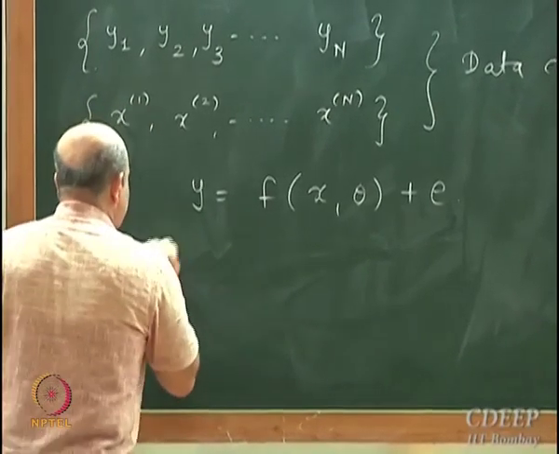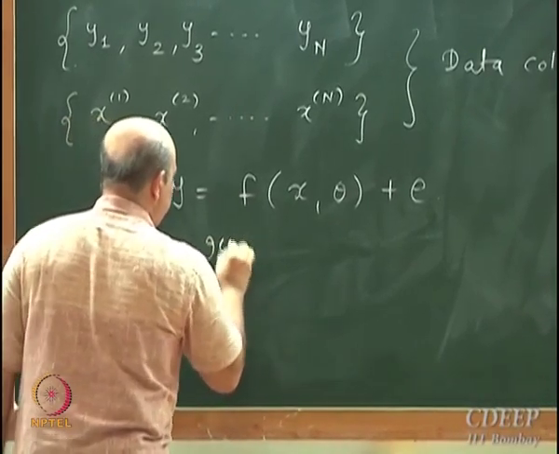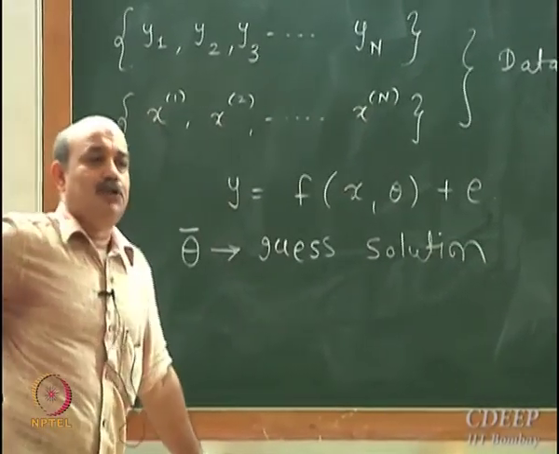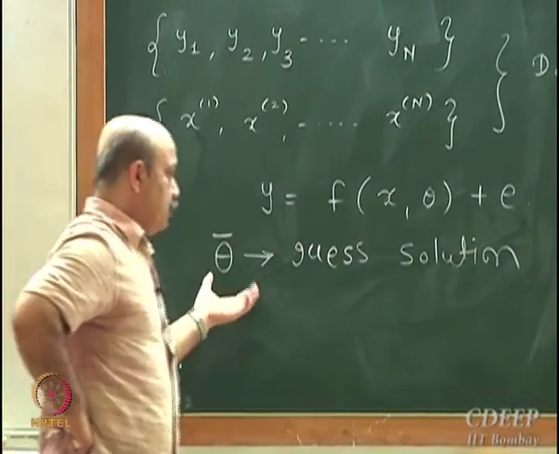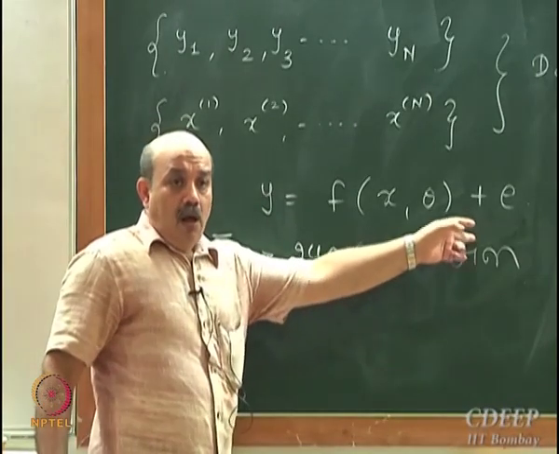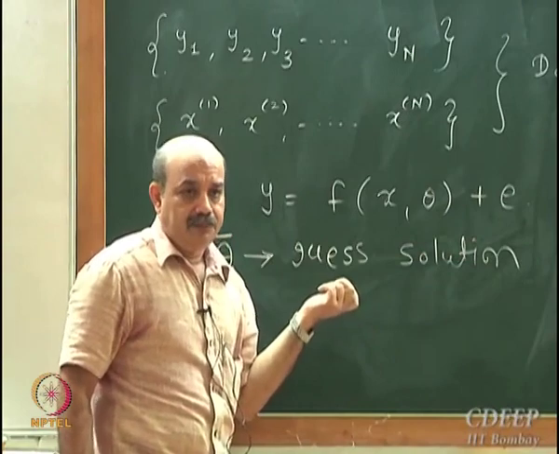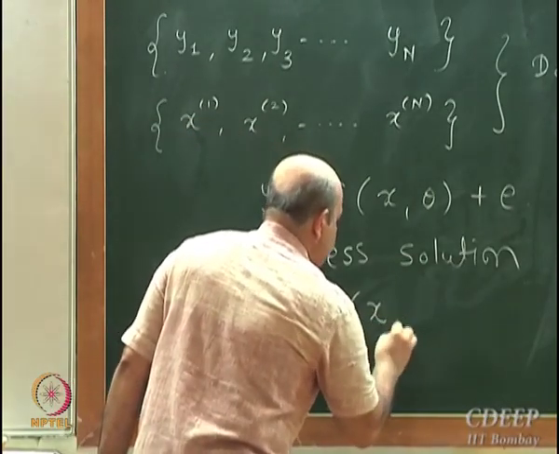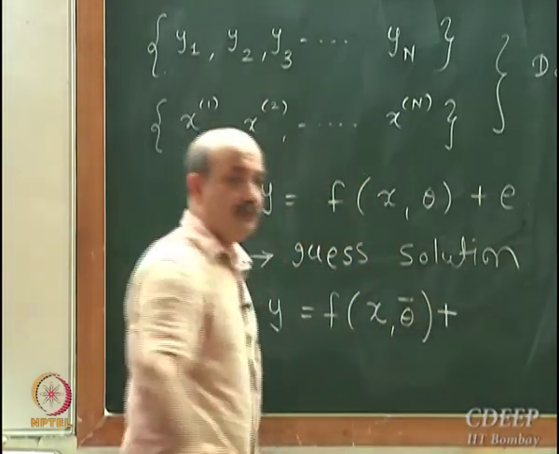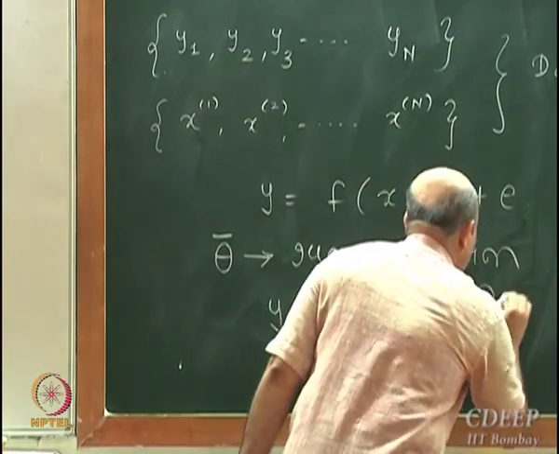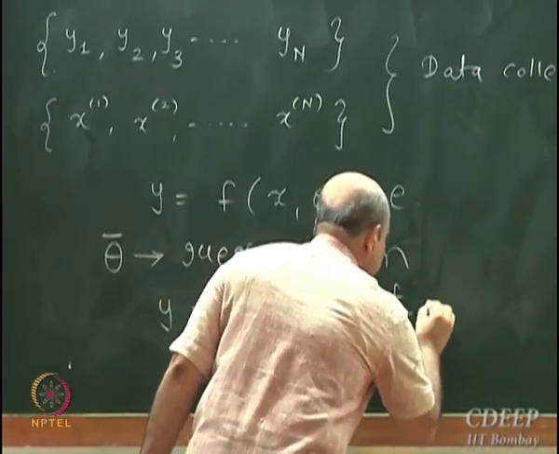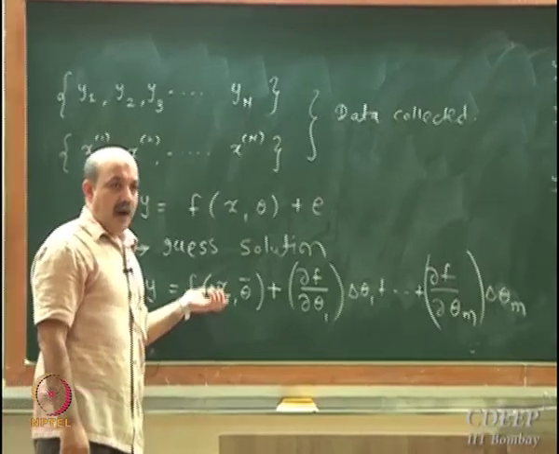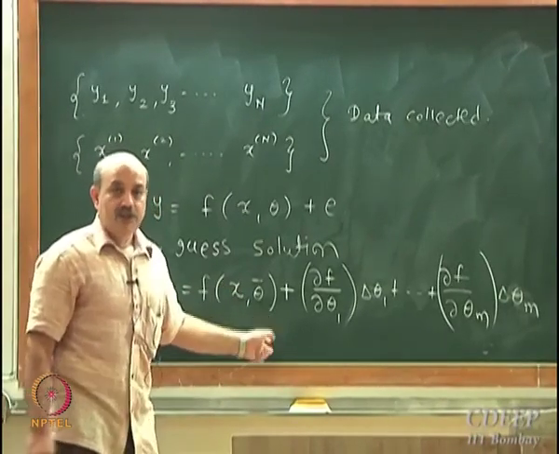So let's say theta bar is my guess solution. Now I'm going to linearize this model in the neighborhood of theta bar. So what will it be? Y is equal to f(x, theta bar) plus ∂f/∂θ1 delta theta 1 and so on. I'm going to linearize this using Taylor series expansion.